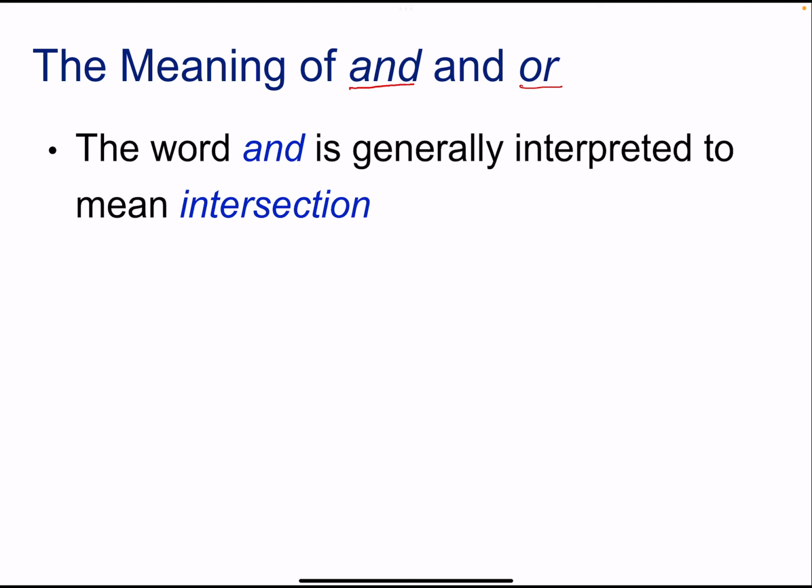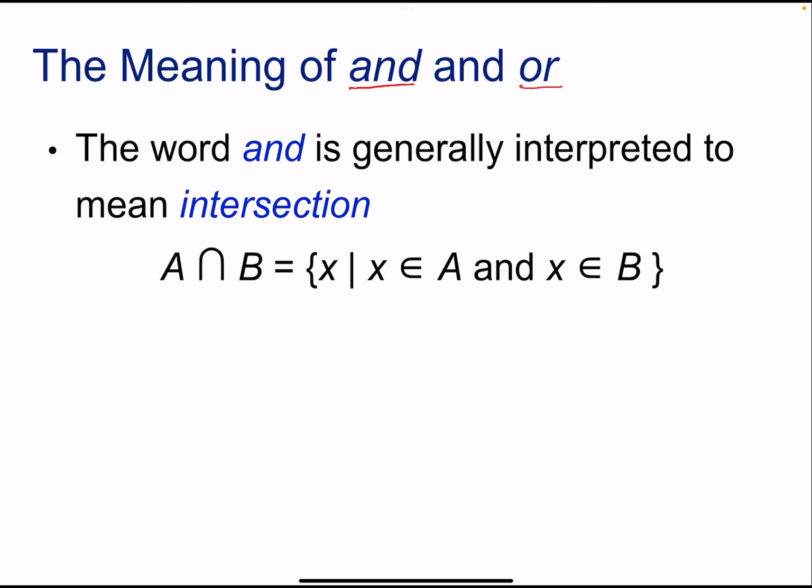The "and" is related to the definition of intersection, because A intersect B can be defined as the set of all x such that x is in A and also x is in B. So that's how intersection actually means "and." Simply put, the intersection of sets A and B is the set of all elements in A and in B.